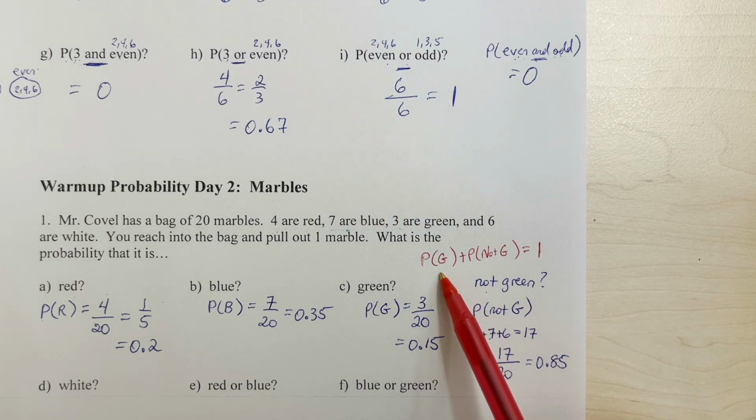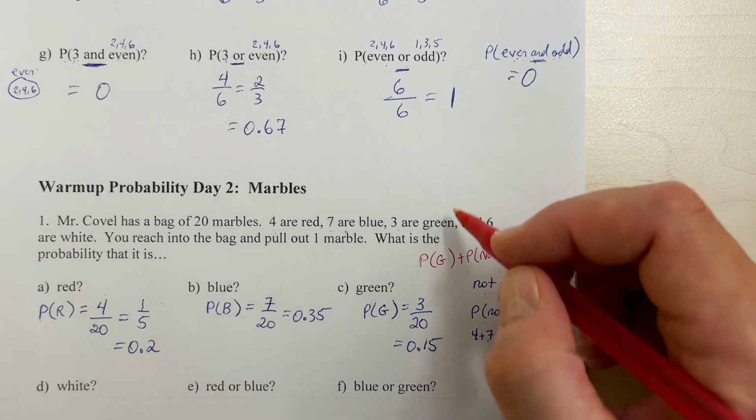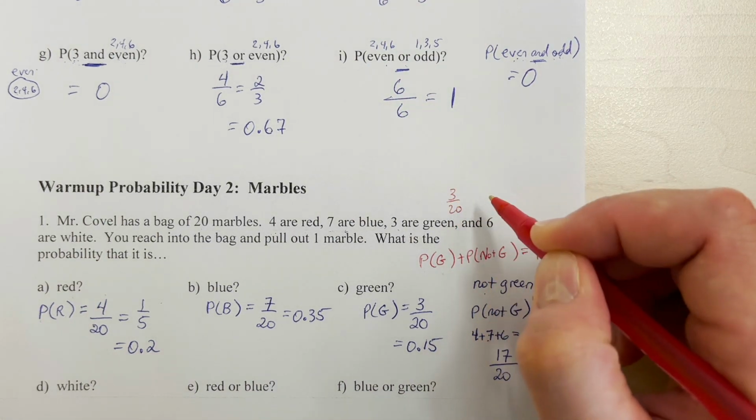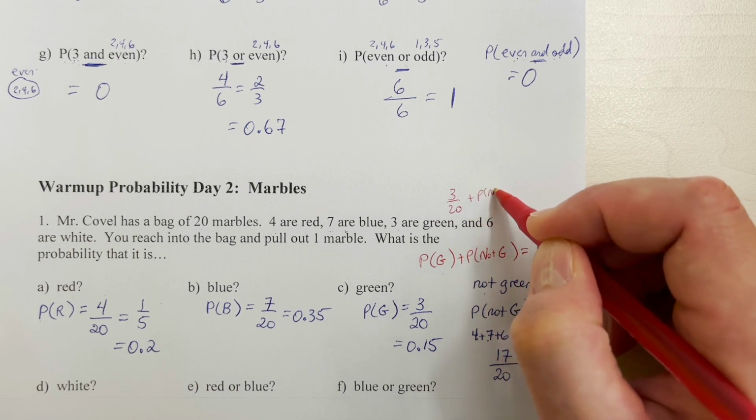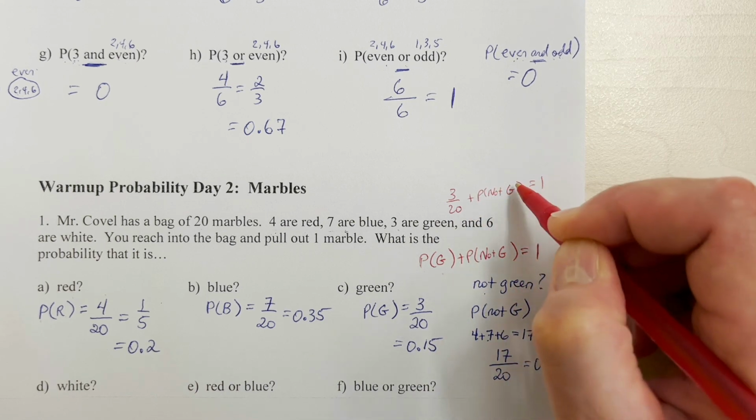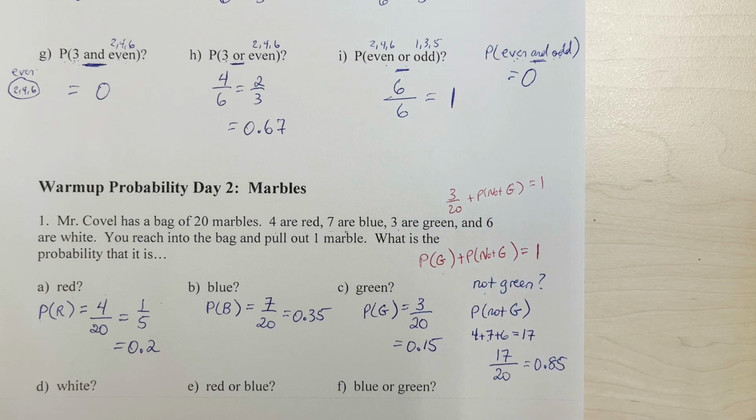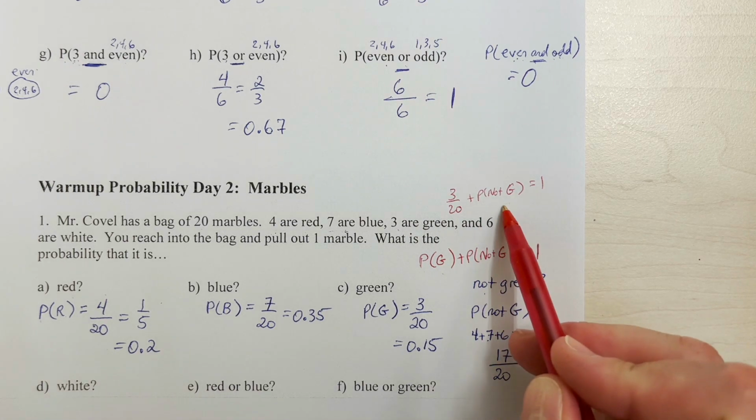If I already know that the probability of green is 3 out of 20, so in this case, 3 out of 20 plus the probability of not green is equal to 1, then my question is, well, what's left over here?